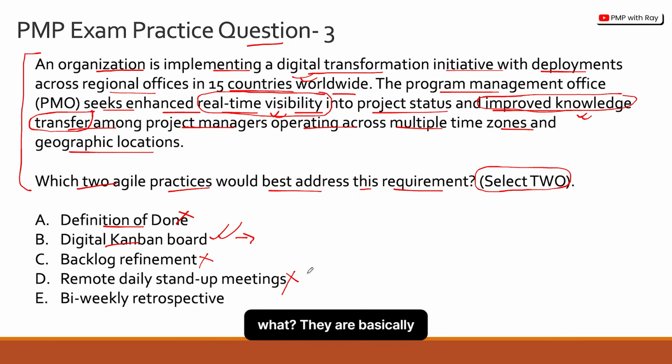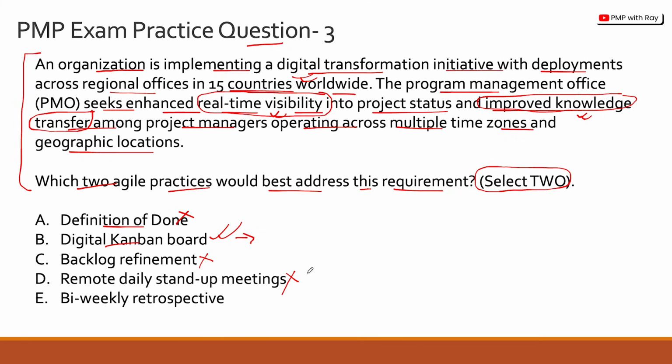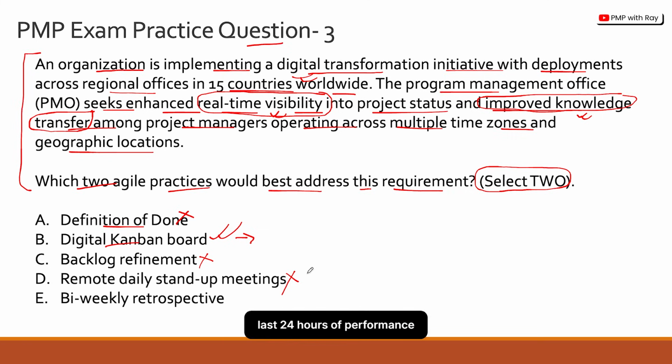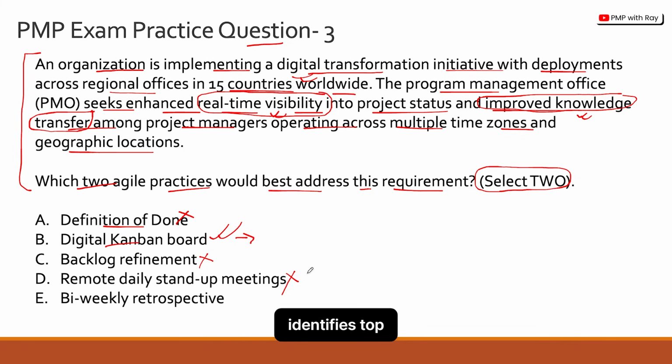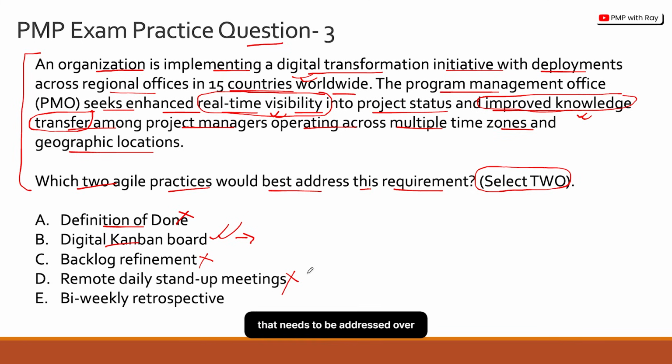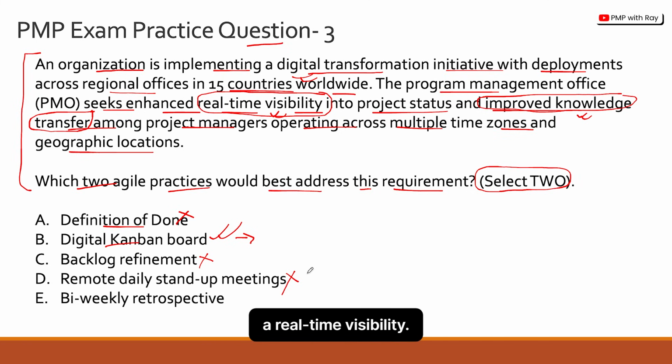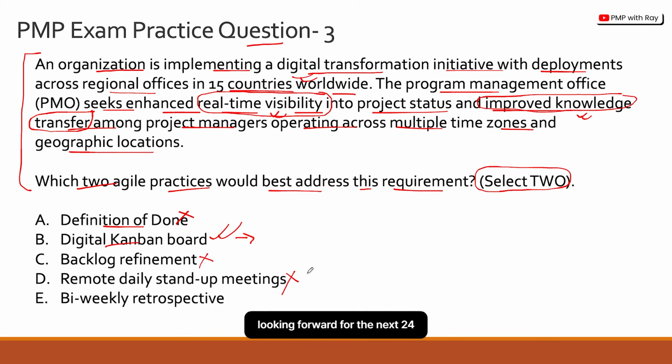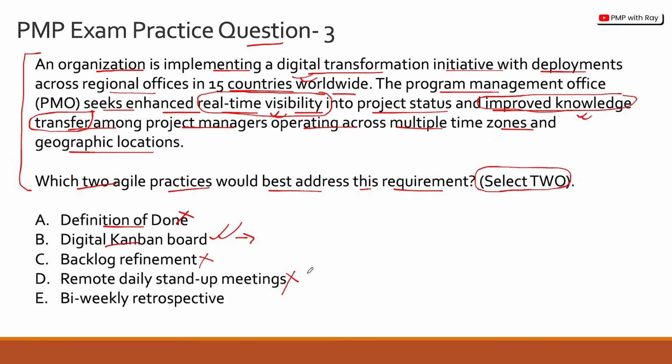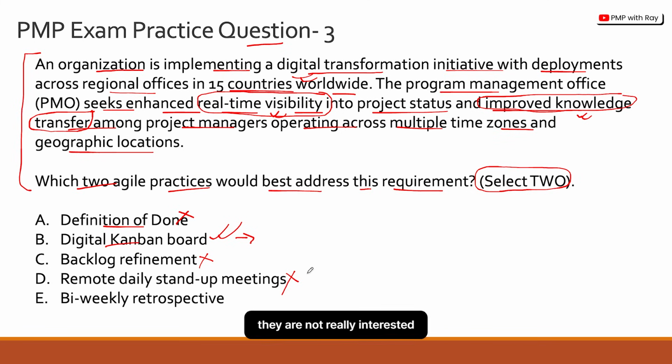They are basically direction setting meetings which look at the last 24 hours of performance and plan for the next 24 hours, and identify the top 3 or 4 critical risks that need to be addressed over the next 24 hours. So it's definitely a real-time view, because you might say, okay, I'm looking at the last 24 hours and looking forward to the next 24 hours, etc. But you have to understand that when the PMO asks for real-time visibility, they are not really interested in your day-to-day project management, right?